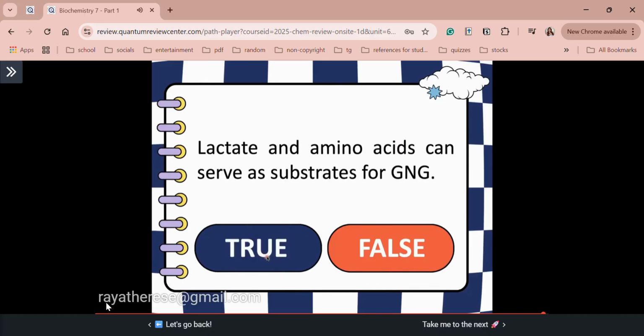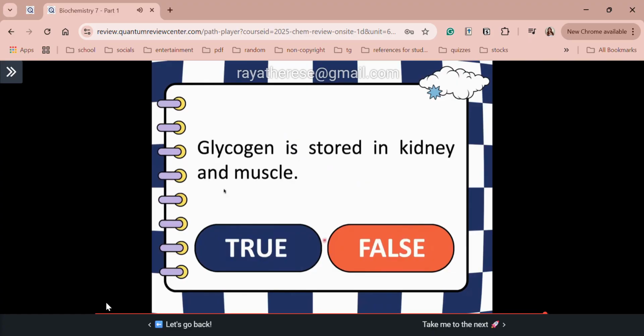All right, so next, lactate and amino acids can serve as substrates for GNG. Class, recall, for GNG again, our non-carbohydrate precursors can include lactate and amino acids. Sir, alam ko to yan. Yes po. So class, again, aside from these two, we also have glycerol and pyruvate for your GNG pathway. All right, thirdly, or our second to the last, quick quest. Glycogen is stored in kidney and muscle. Class, I have a question mark on kidney. Again, it's not kidney. Diba, remember, glycogen metabolism always occurs in your muscle and liver. That's why this statement is false.